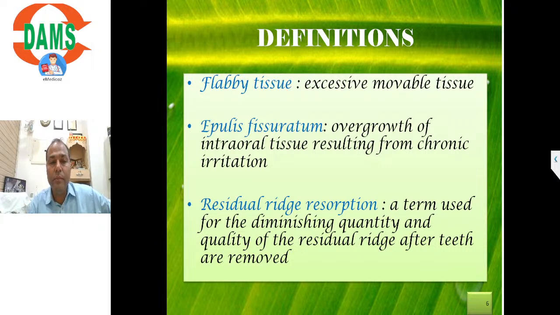right? Then there is a term known as epulis fissuratum. Epulis fissuratum is the overgrowth of the intraoral soft tissues resulting from chronic irritation. For example, if you have an irritating denture border, it will irritate the tissue and there will be chronic irritation. Okay, then residual resorption we have already discussed in our classes, in DAMS classes, that it is basically diminishing quantity and quality of the residual ridge once the teeth are removed.